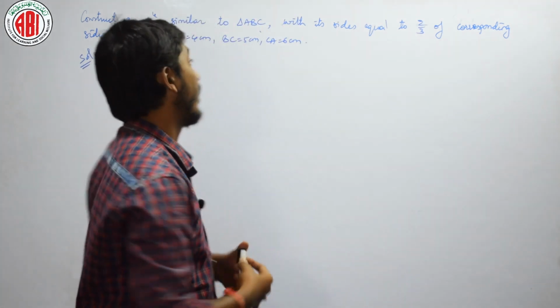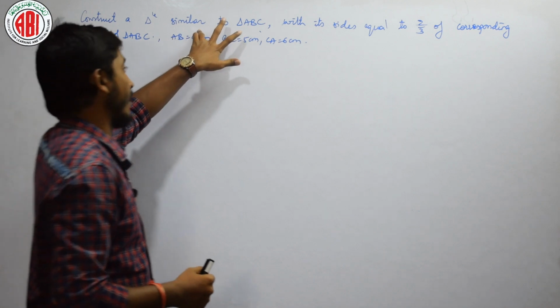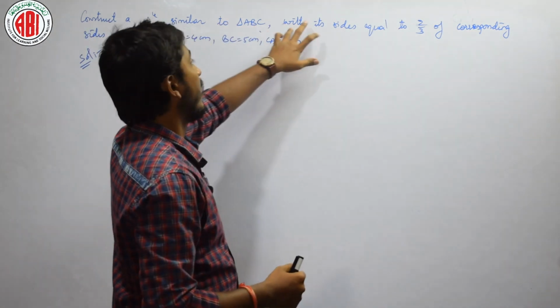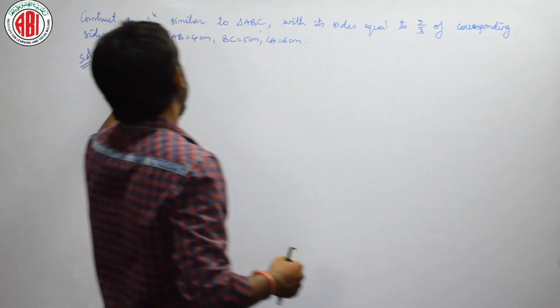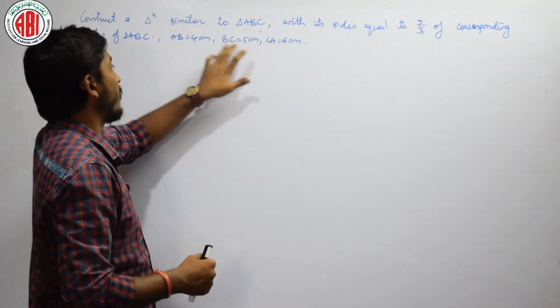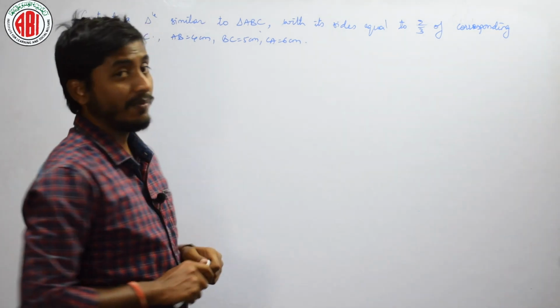Now see here, the next question given here, he is asking us to construct a similar triangle, similar to the triangle ABC with its sides equal to 2 by 3 of corresponding sides of triangle ABC, where AB is 4, BC is 5 and CA is 6. Okay. What is the first step we have to do?